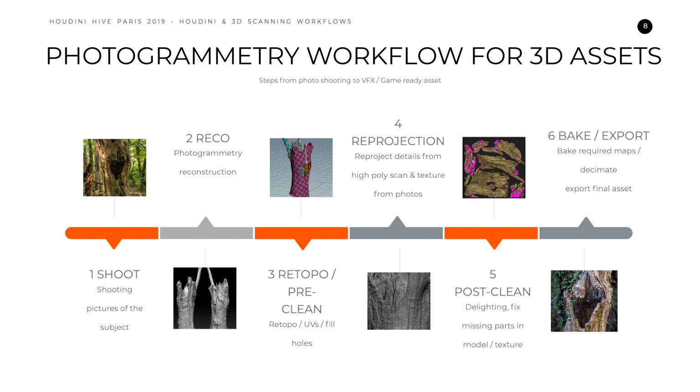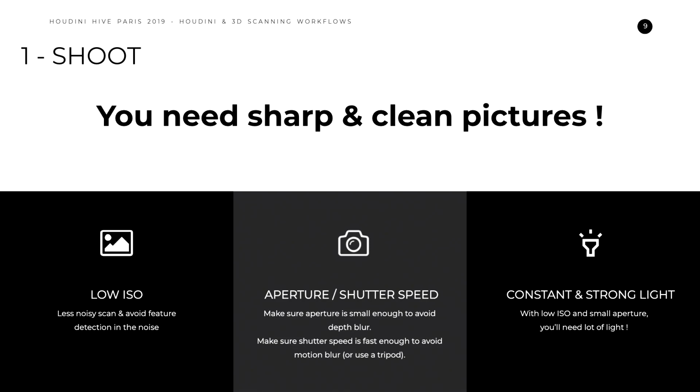So the first step is shooting. You'll need sharp and clean pictures, so you have to use a low ISO number on the DSLR. If you use high ISO, it will introduce noise in the image, so it will produce a noisy scan, and the worst case scenario is that the feature detection will grab features inside the noise, and then bad things happen. You need a fast enough shutter speed and a small aperture to make sure everything is really sharp. And so you need a lot of light.